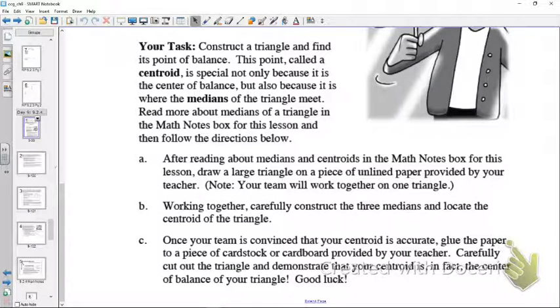All right, so we read about medians right here in part A. And we're going to draw a large triangle. You draw your own, so it's just practice. Work together to carefully construct the three medians and locate the centroid. And this is the part we're not going to do. You guys aren't going to glue to cardboard and see if it works out. Trust me, it works. But we're not going to do that.